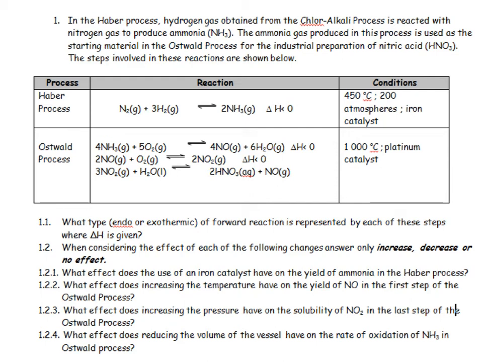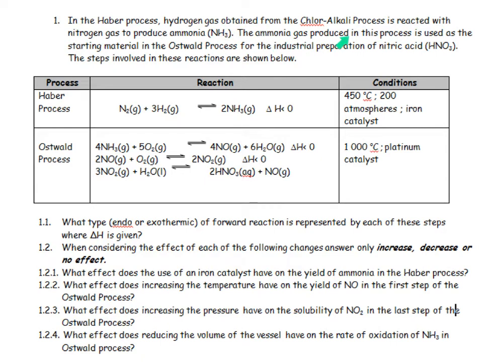So here we're given the Haber process and the Ostwald process. In the Haber process, hydrogen gas is obtained from the chloralkali process. It doesn't really matter how you got the hydrogen gas, but they're telling you. And we'll learn about the chloralkali process later on in the year when we do electrochemistry. It's reacted with nitrogen gas to produce some ammonia.